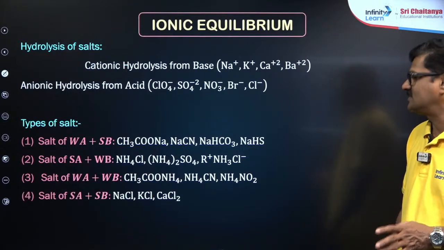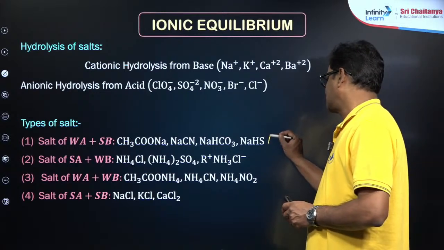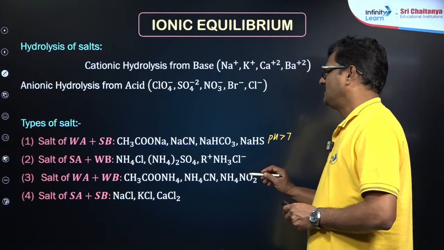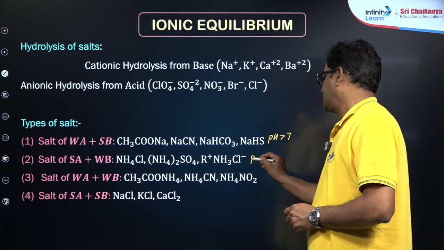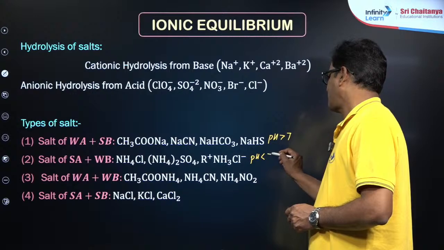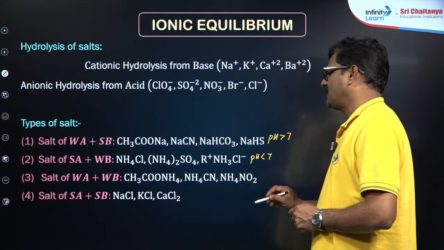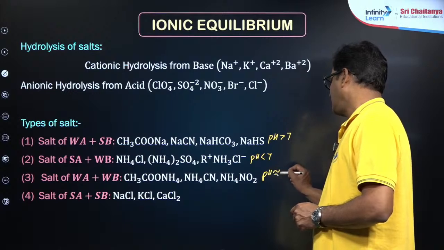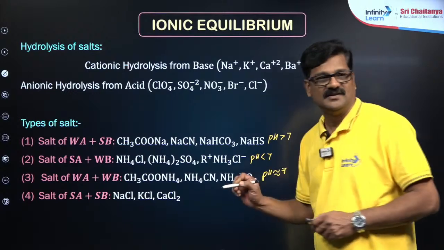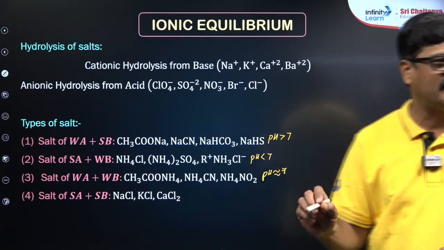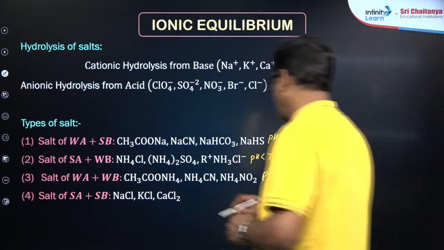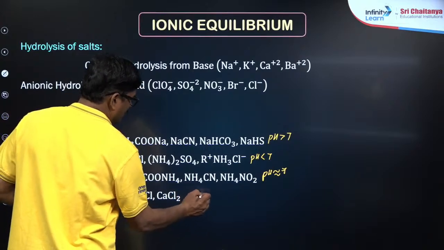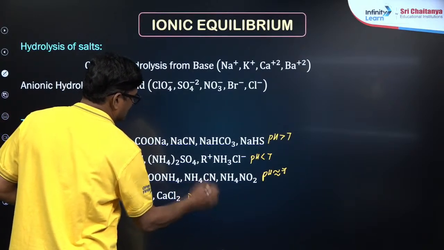By looking at this, we can say for the salt of weak acid and strong base pH is greater than 7, and for strong acid and weak base pH is less than 7. Salt of weak acid and weak base, pH is in the vicinity of 7, not exactly 7. It depends upon the relative Ka and Kb values. And for strong acid and strong base, of course, pH is going to be exactly 7. Understand? Clear?